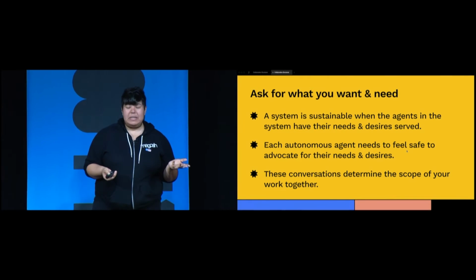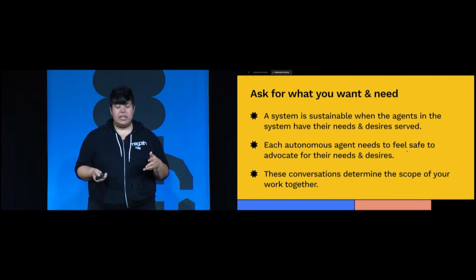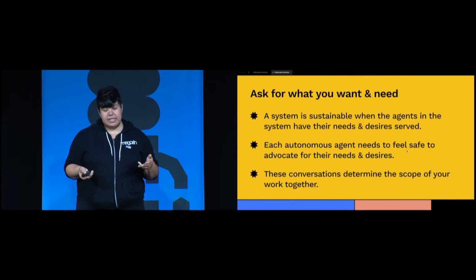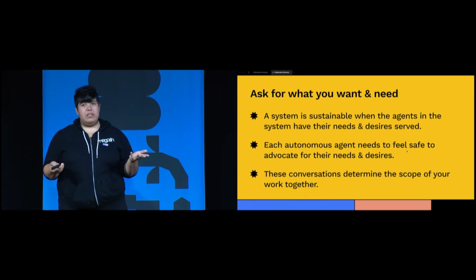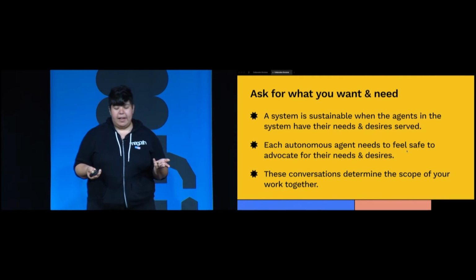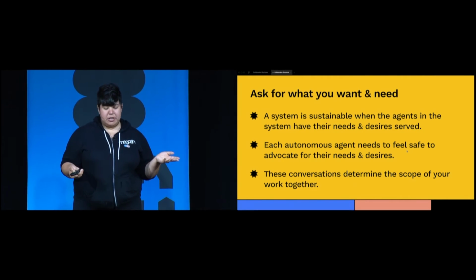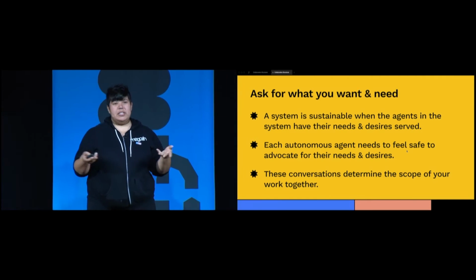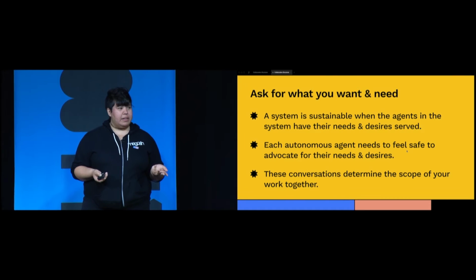Each person who is on your team, each collaborator, they need to feel safe to advocate for their needs and desires, and a certain level of autonomy in doing that. So these conversations determine the scope of your work together and also help you define as a group what accountability looks like.